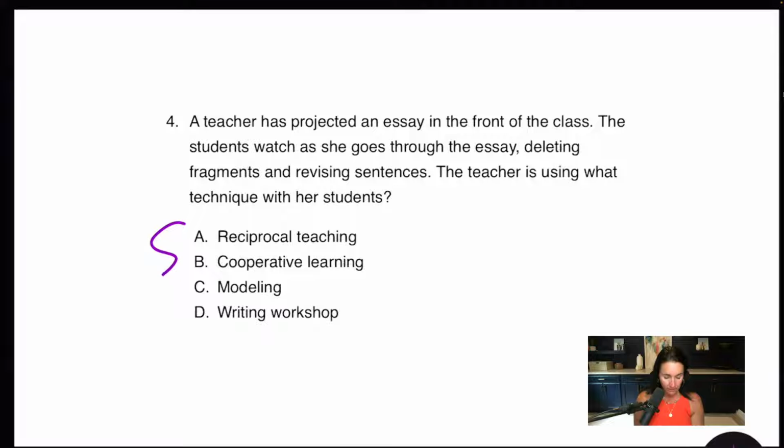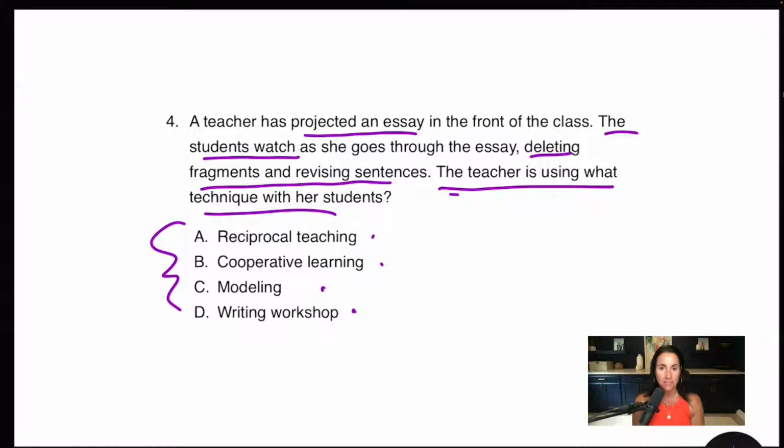All right, number 4, let's have a look at the answer choices. Again, one word answers, can't do much. Reciprocal teaching, cooperative learning, modeling, writing workshop. And then let's continue to work backwards. The teacher is using which technique? Don't know. A teacher has projected an essay in the front of the class. The students watch, keyword, as she goes through the essay, deleting fragments and revising sentences. The teacher is using what technique?